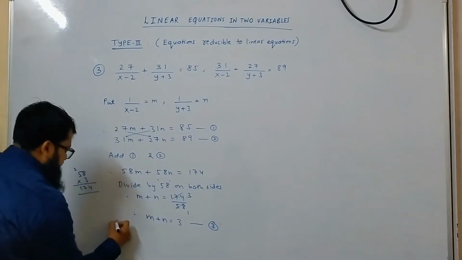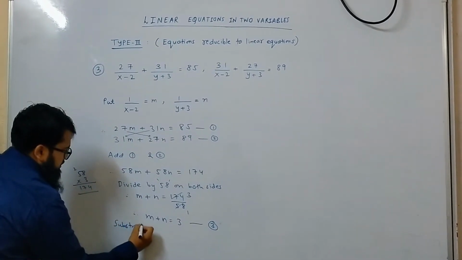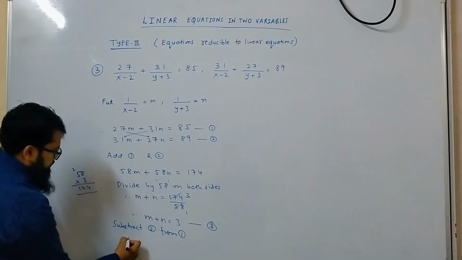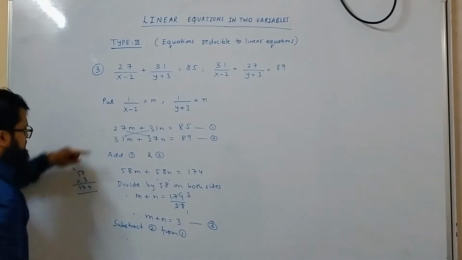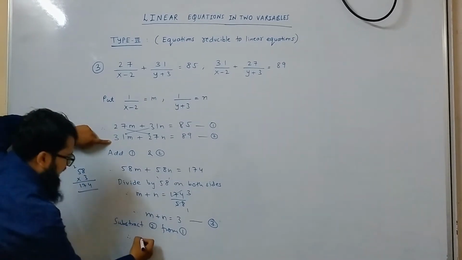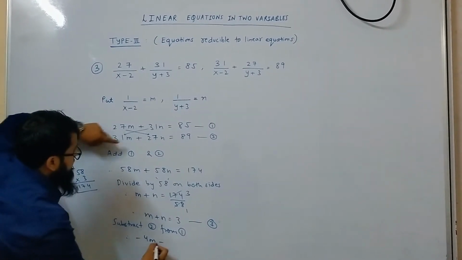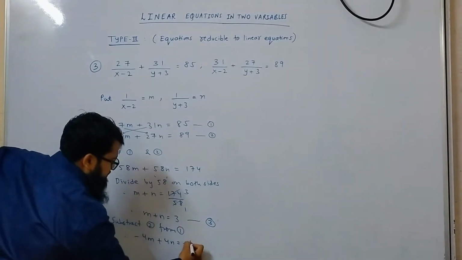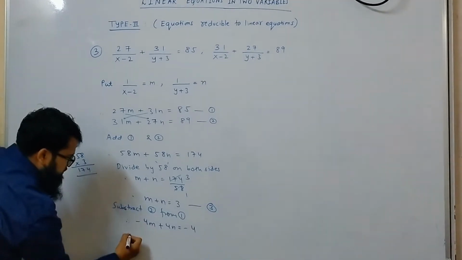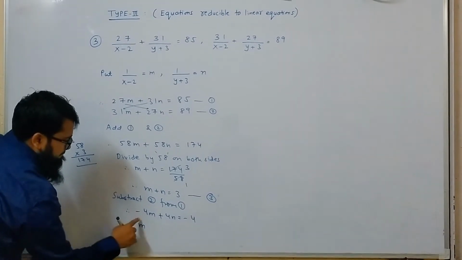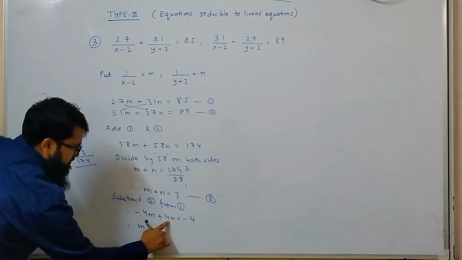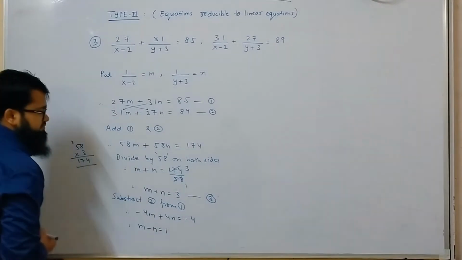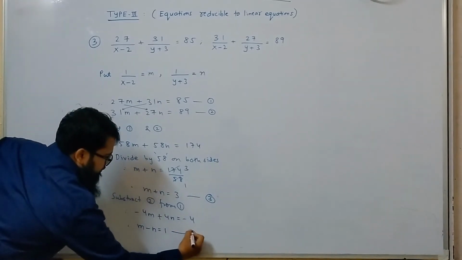Now we will subtract 2 from 1. Therefore, what you will get? We subtract this from this, what you will get? Minus 4m plus 4n is equal to minus 4. Now you divide throughout by minus 4, therefore you will get m minus n equals 1. Minus 4 by minus 4 is 1, 4 by minus 4 is minus 1, minus 4 by minus 4 is 1. This is equation number 4.